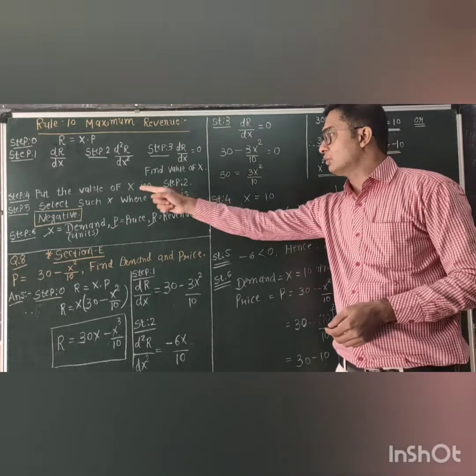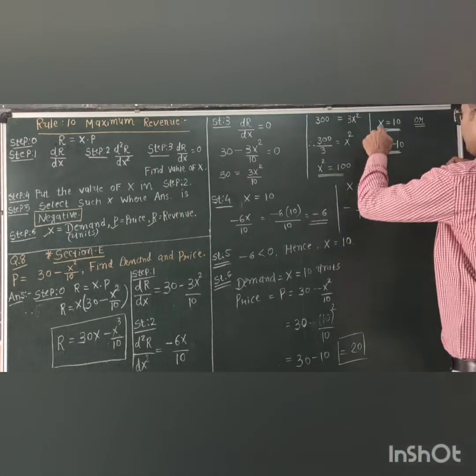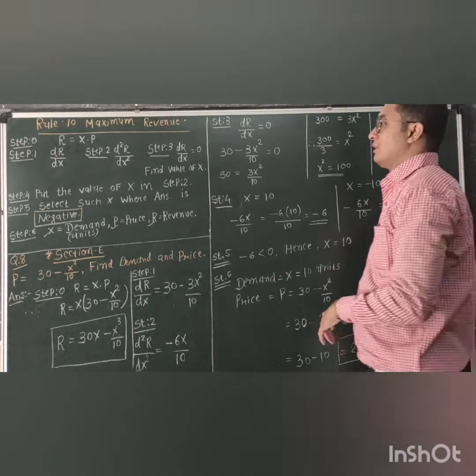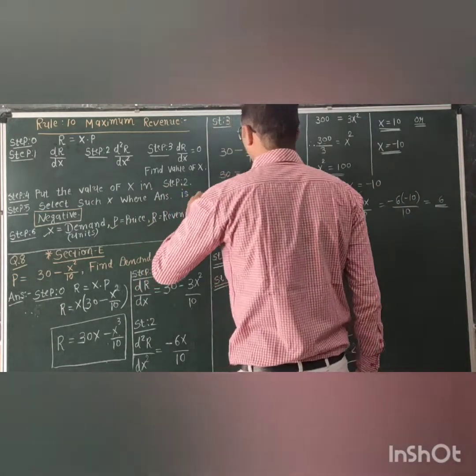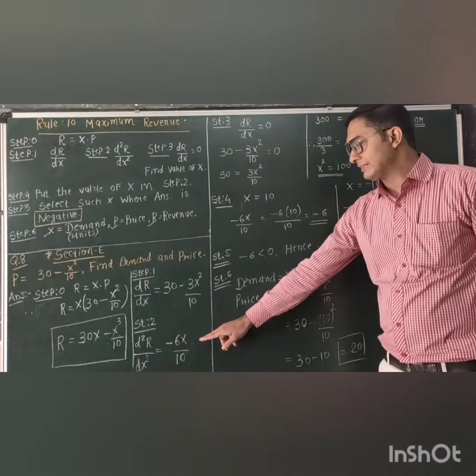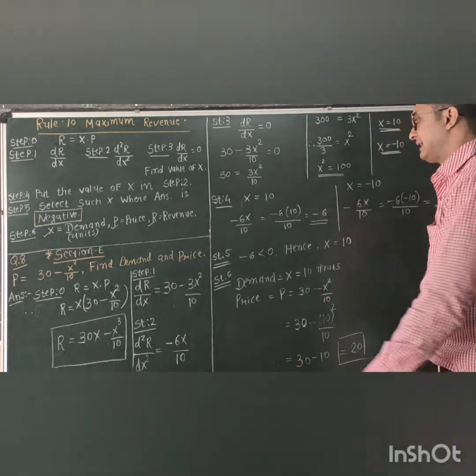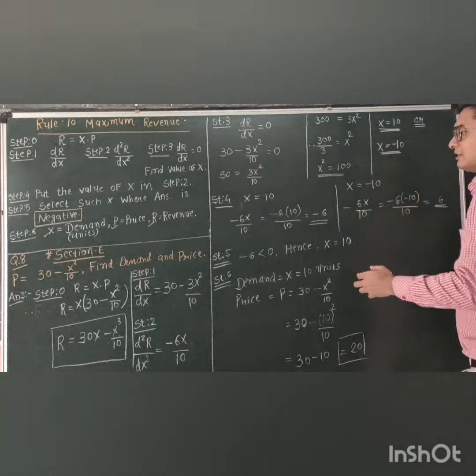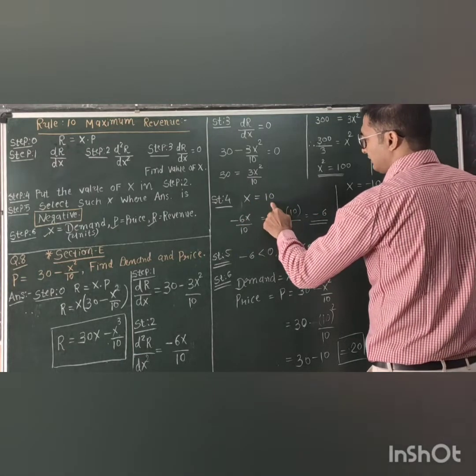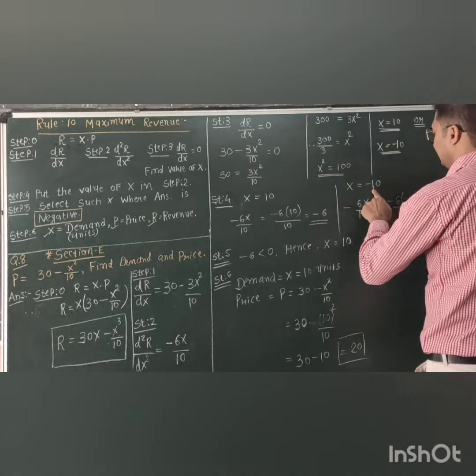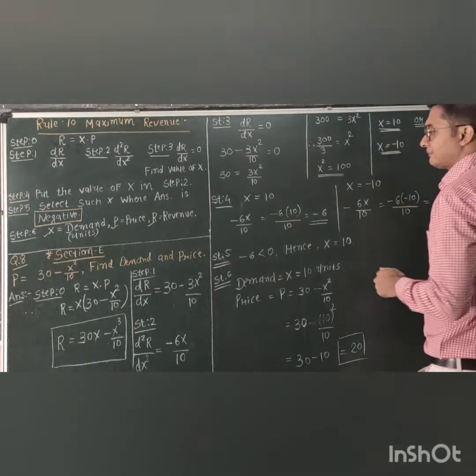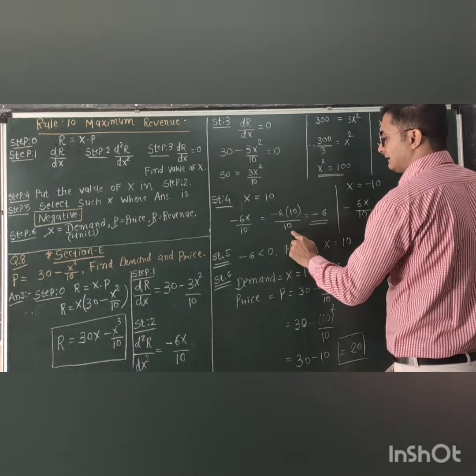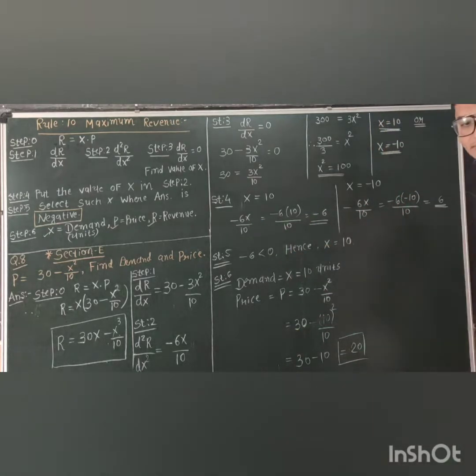Now step number 4, put these two values, x is equals to 10 and x is equals to minus 10, in step 2. Step 2 is here, that is minus 6x by 10. So here minus 6x by 10, again minus 6x by 10, but one time x is equals to 10 and second time x is equals to minus 10. So minus 6, x is equals to 10, divided by 10. 10, 10, cut.